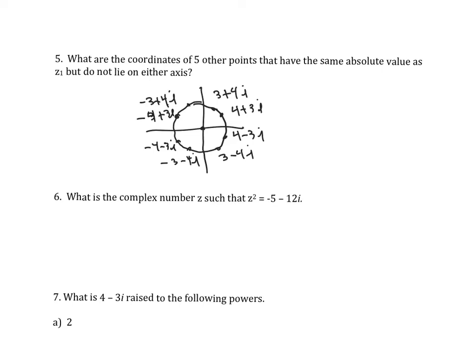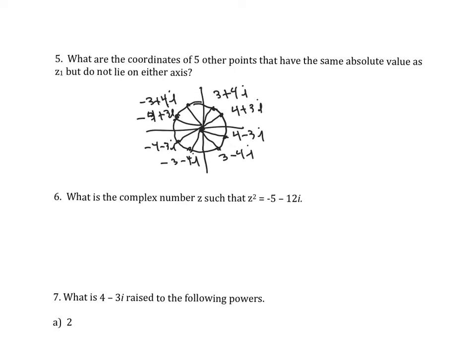We could also obviously have found a lot of other points on the circle, all of which would have had an absolute value of 5, because again, the absolute value is just the distance from 0, 0 to the point, and since they all lie on this circle, they're all going to have the same absolute value.